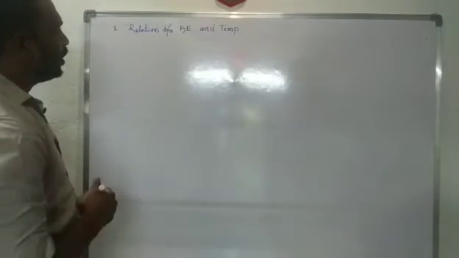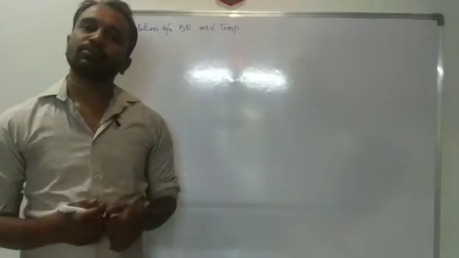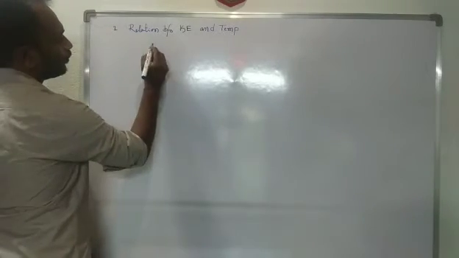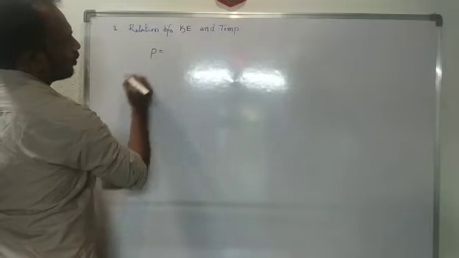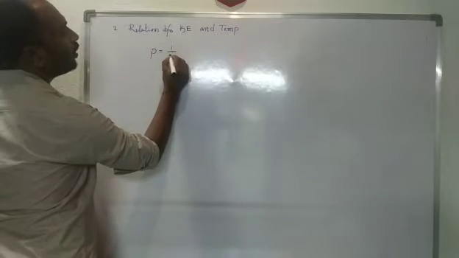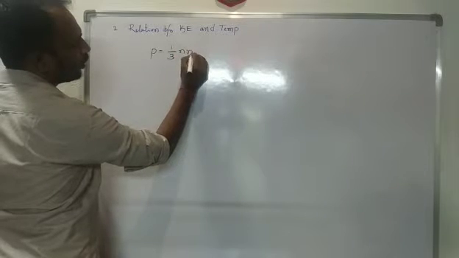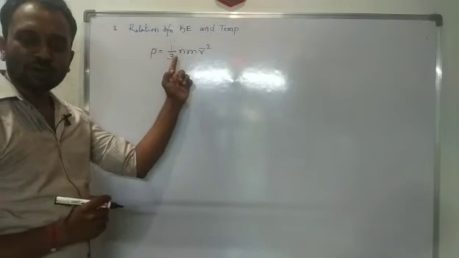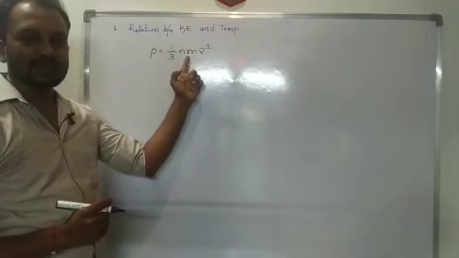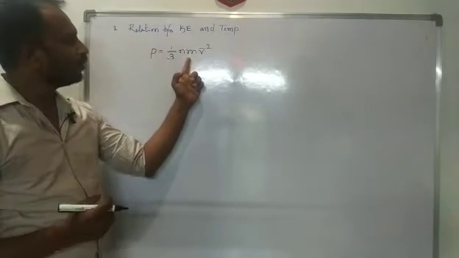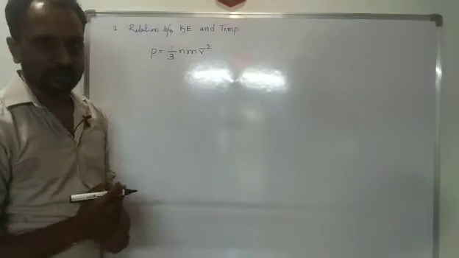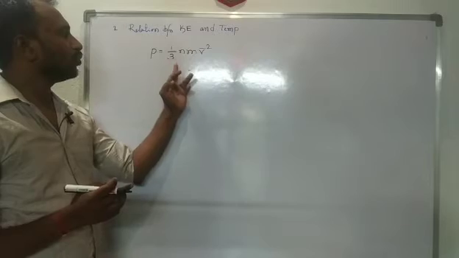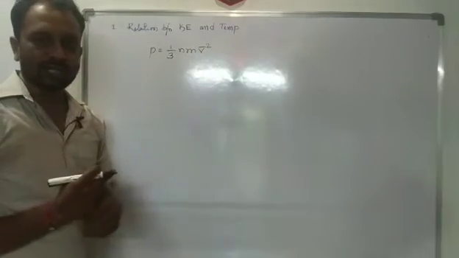Here you already know the pressure exerted by the gas molecules inside the container. So that is P is equal to 1 by 3 N M V bar square. N means the number of molecules inside the container, M means the mass of a gas molecule, and V means the velocity of the gas molecules. So the pressure exerted by the gas molecules inside the container is P is equal to 1 by 3 N M V bar square.